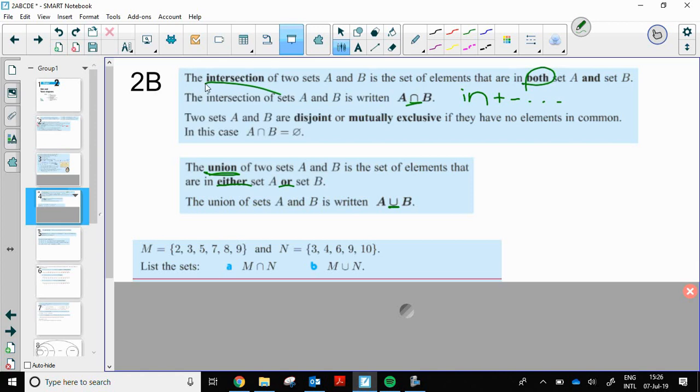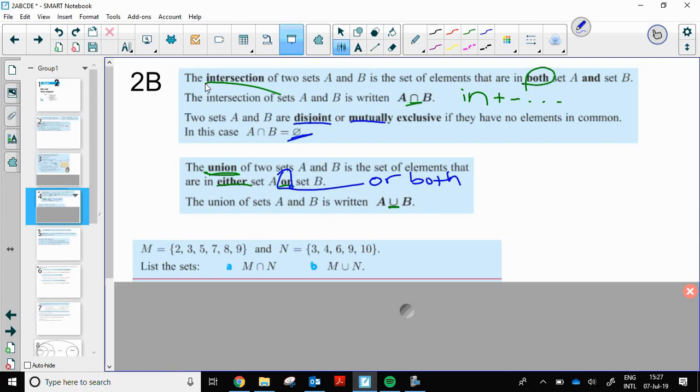It's important to note that mathematically, this word or, it implies or both. So if something is in both A and B, it is in the intersection of A and B, but it is also in their union. Okay, in math, anytime we see the word or, it automatically means or both. And finally up here, if two sets don't have any intersection, there's nothing in common, then we say they're disjoint or mutually exclusive, and we can use this symbol to represent that. So down below, we've got two more examples. Now the sets are made up of numbers instead of letters.